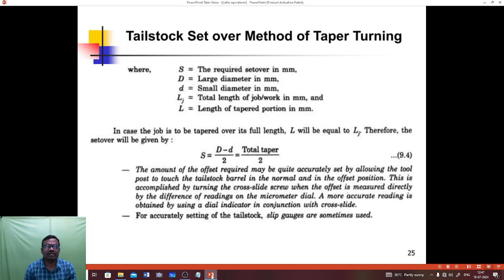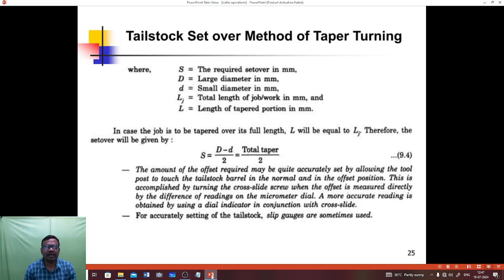where S equal to the required set-over in mm, capital D equal to larger diameter in mm, small d equal to smaller diameter in mm, Lj equal to total length of job or work in mm, and capital L equal to length of tapered portion in mm. In case the job is to be tapered over its full length, L will be equal to Lj. Therefore, the set-over will be given by S equal to (D minus d) divided by 2 equal to total taper divided by 2.